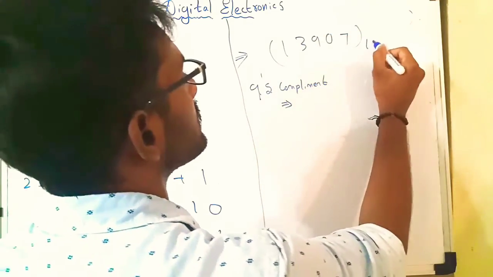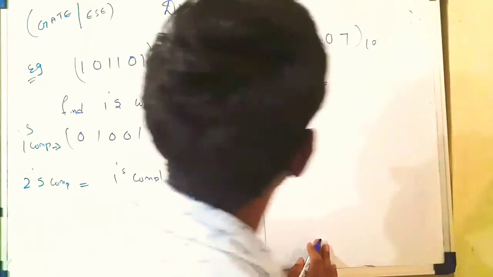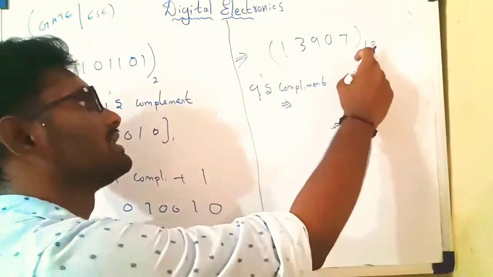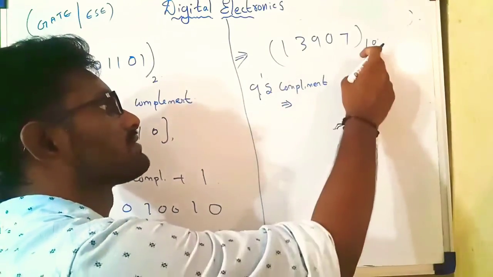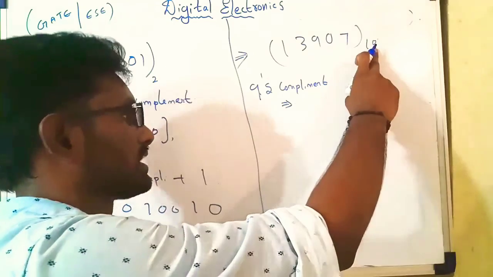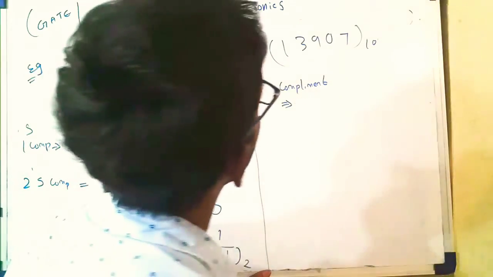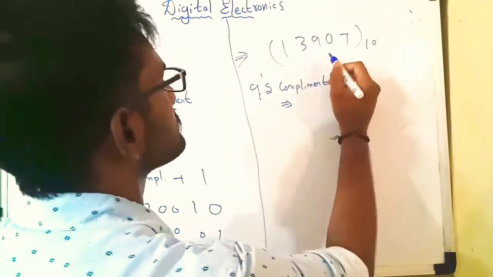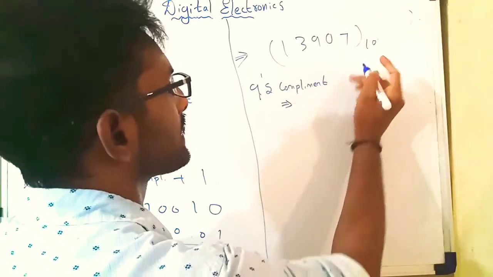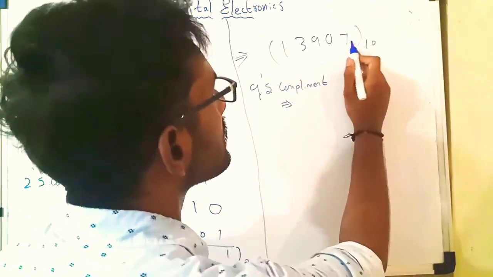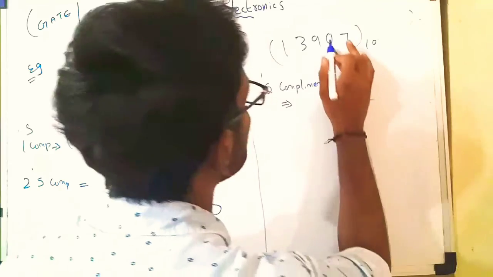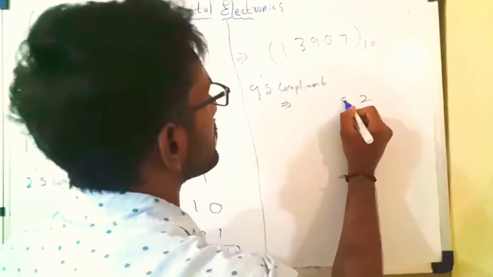13907 of base 10. Find the 9's complement. For 9's complement, the base should be 10, which is 9 plus 1. For 9's complement, the total value should be 9. So for getting the 9, here the value should be 2. Here the value should be 9.